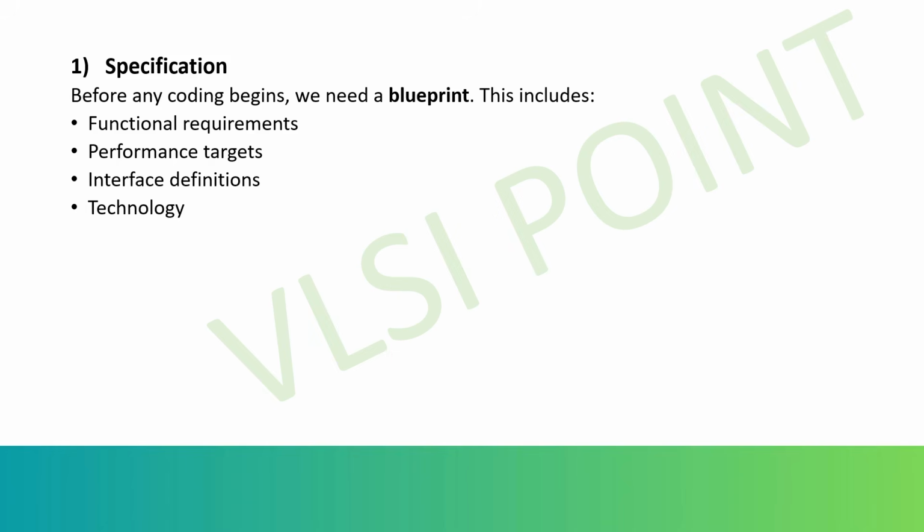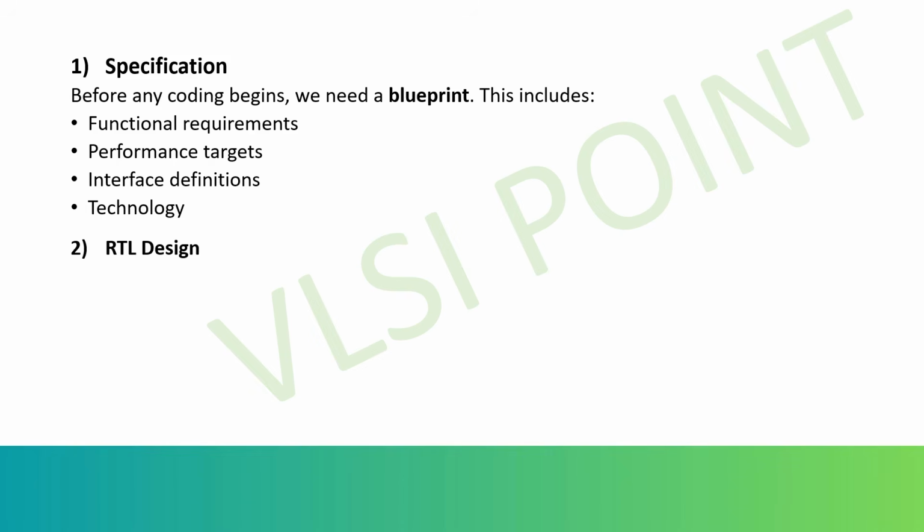As an example, you can consider a camera control ASIC may specify that it supports up to 4K resolution at 60 fps, communicates with image sensors via I2C, then uses less than 500 milliwatt power, fabricated in 14 nanometer technologies. So this step is like writing a requirement document before building a house or a software product.